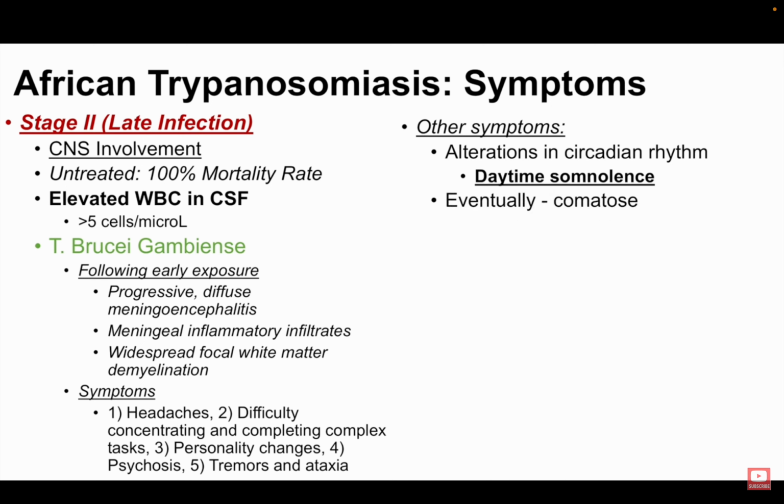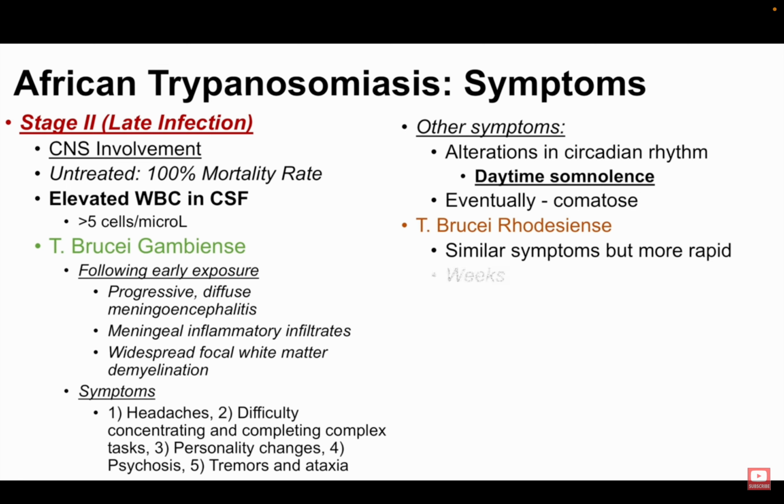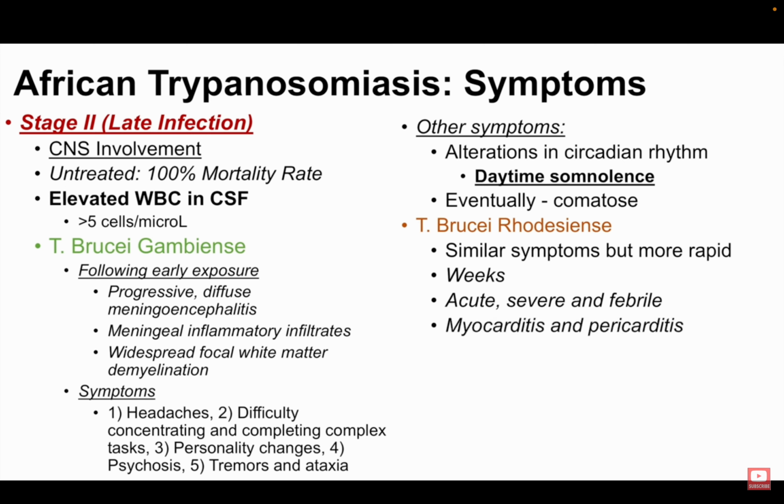And if left untreated, Trypanosoma brucei gambiense infections eventually lead to a comatose state in patients. Now, an infection with Trypanosoma brucei rhodesiense has similar symptoms to Trypanosoma brucei gambiense, but has a more rapid onset, and it typically can take only weeks. So Trypanosoma brucei rhodesiense infection is acute and severe and febrile, and it can also have symptoms of myocarditis and pericarditis. So how do we actually diagnose African trypanosomiasis?